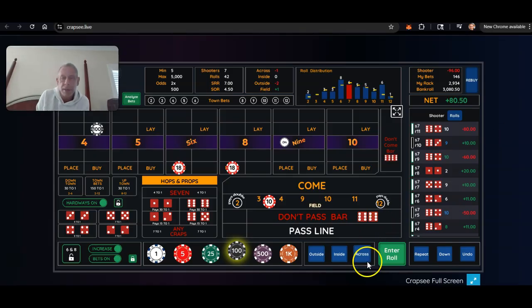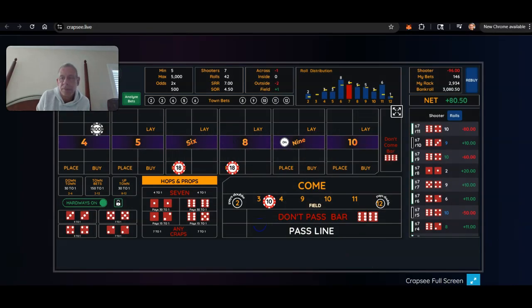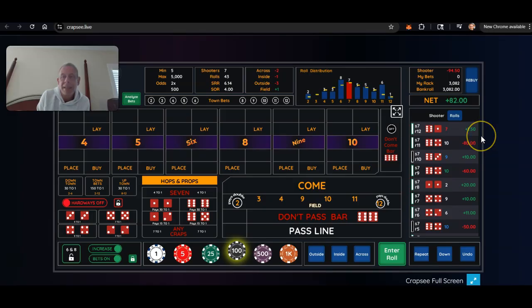Okay, 6 and 1, 7. But we have the full 100 out there on the lay bet. 7 out. So basically we made $1.50. Okay. So we're going to stick with the lay bet.